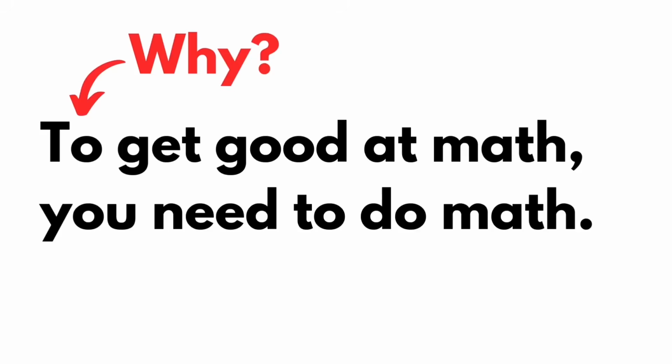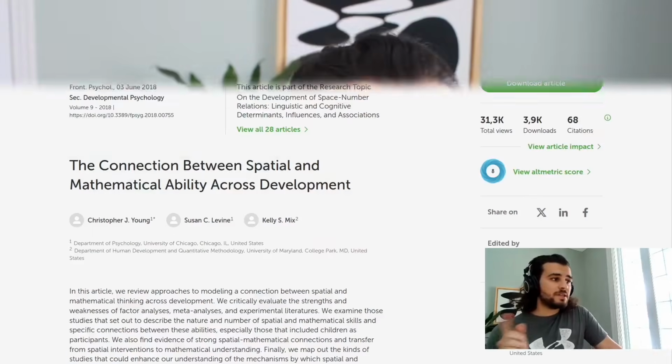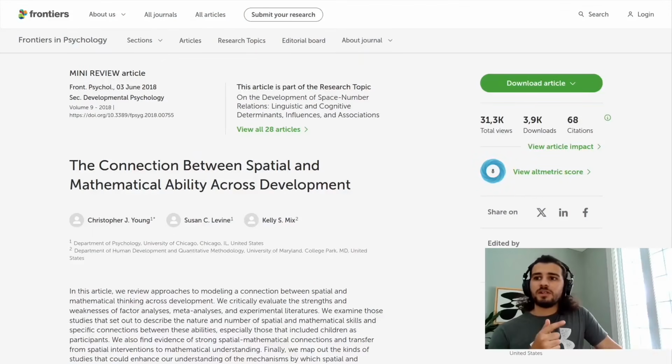Okay, so assuming my subjective experience and Grant's is correct, that you in fact need to do math to get good at math, why though? Why is math like that? Why does it stand out compared to other disciplines like biology, which you can master by kind of just learning the facts? This meta-review paper in the psychology field, called The Connection Between Spatial and Mathematical Ability Across Development, shines some light on the matter.